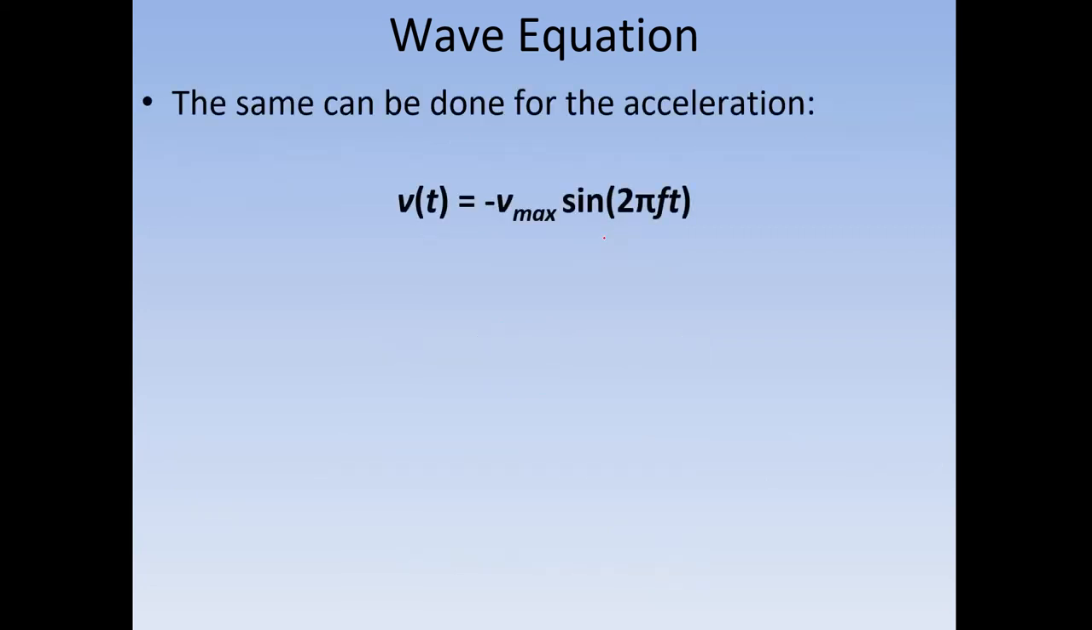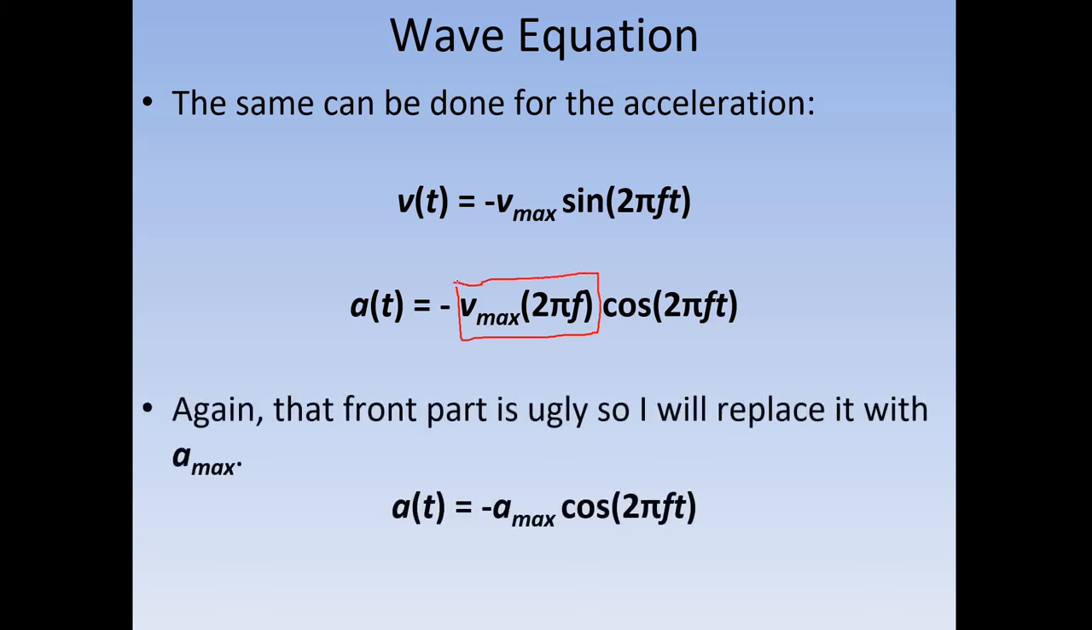Likewise, I could do the same thing for acceleration. I could take my velocity equation and take the derivative of it. Same thing happens. This time sine just turns into cosine. And once again, the 2 pi times f gets pulled out and multiplied by the coefficient. And again, just like last time, we take this entire term and replace it with a max. So we end up with negative a max cosine 2 pi ft. And again, exactly what we had last time, a negative cosine curve.